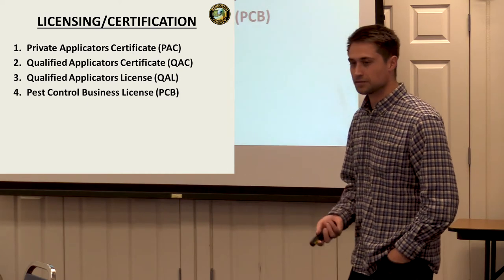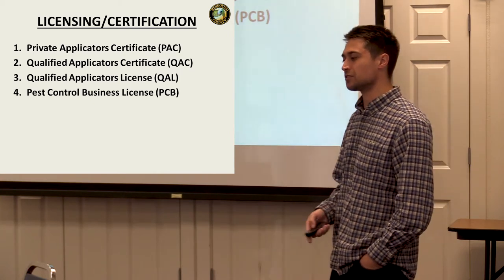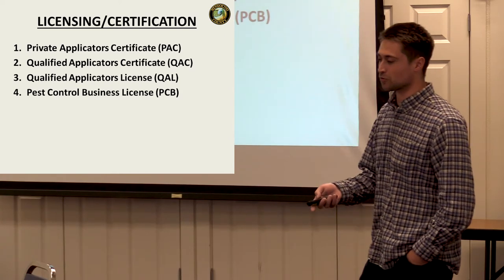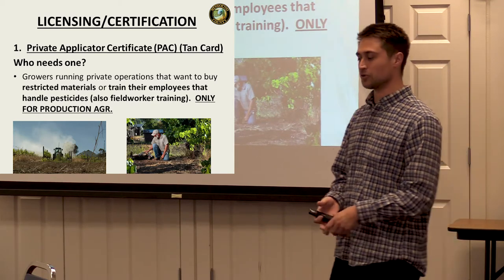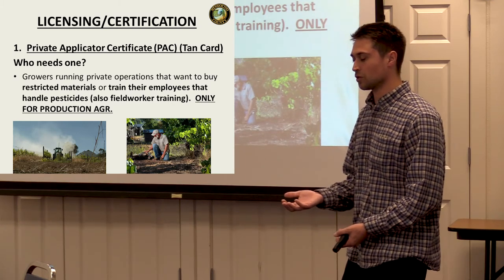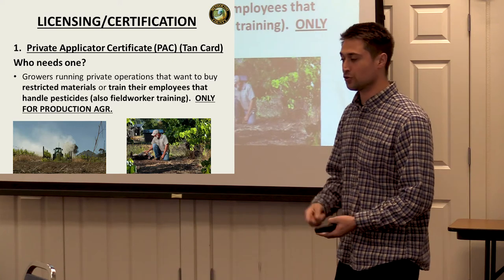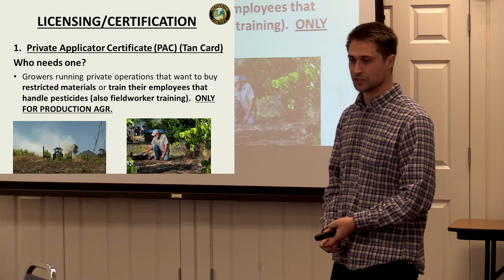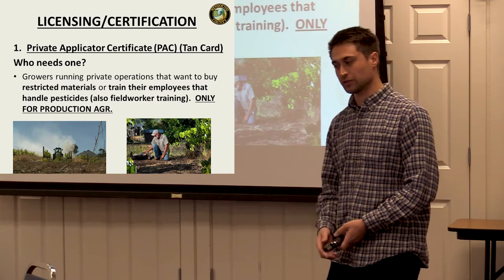So licensing and certification: there are four main types. I didn't go over the PCA license just because it's not super important. These are the main ones. The first one is the Private Applicator Certificate, or the PAC card, which we also call the TAM card. This is for growers running their own operations. If you get this card, you can buy restricted materials, and it gives you the ability to train your employees. You're considered a qualified trainer when you have this card, for field workers and handlers.